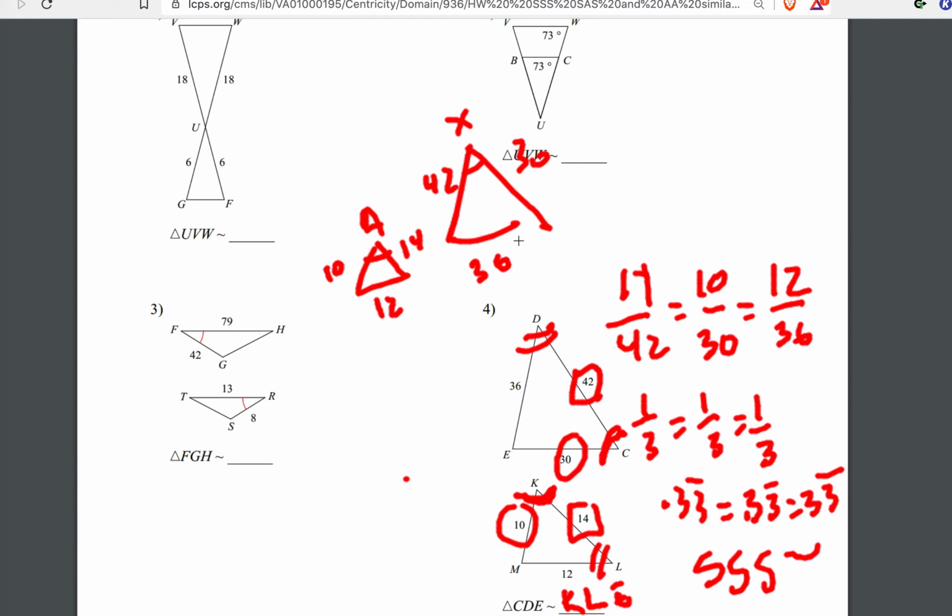We're going to find angle, angle, side, angle, side, and we're going to test the sides, or side, side, side similarity, and we test the sides to see if they all match and grow and shrink together with the same amount. So hopefully this helps. Please ask questions in class.